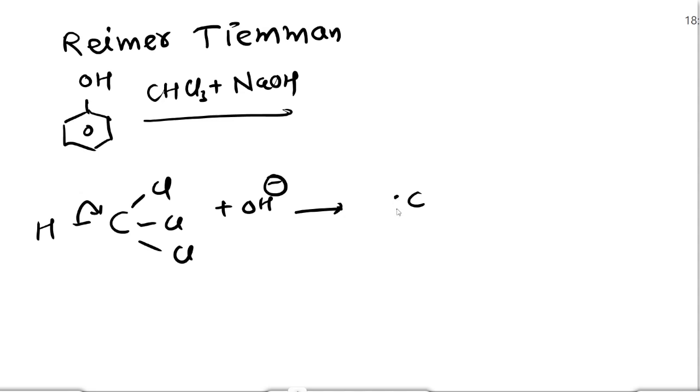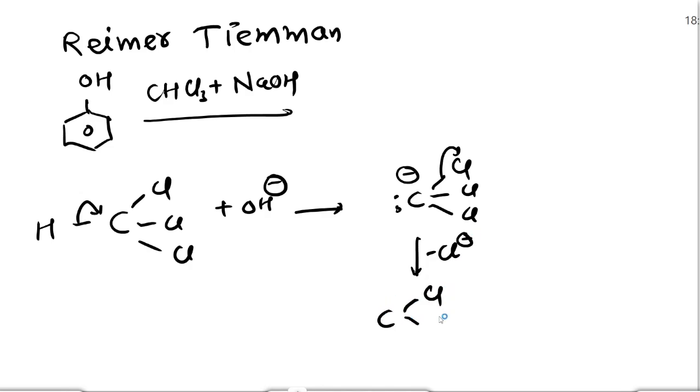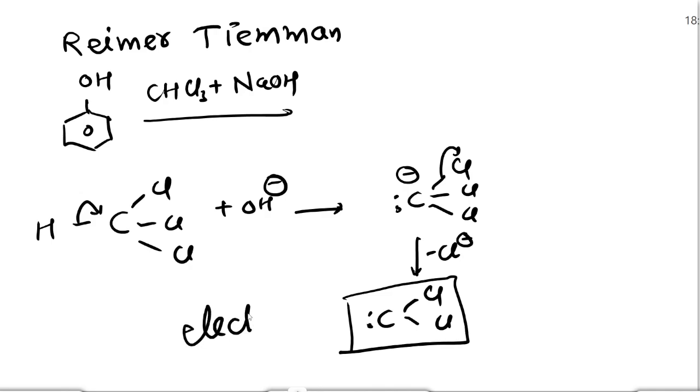It gives this anion, the trichloromethyl anion, and at the same time Cl negative ion is removed from the same atom and we get dichlorocarbene. So this is an alpha elimination reaction, and this dichlorocarbene is the electrophile used in this Reimer-Tiemann reaction.